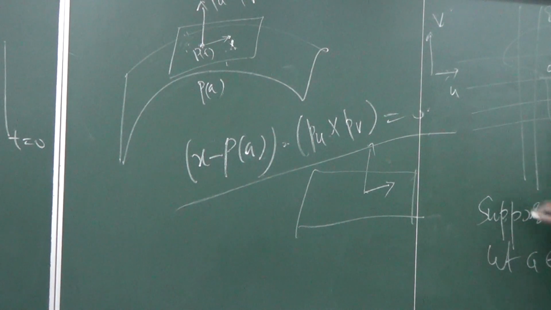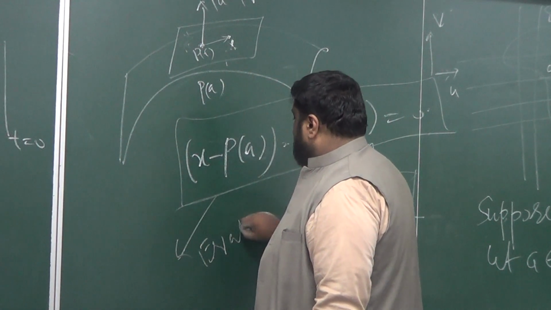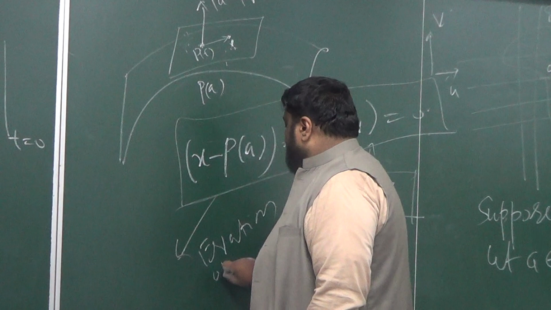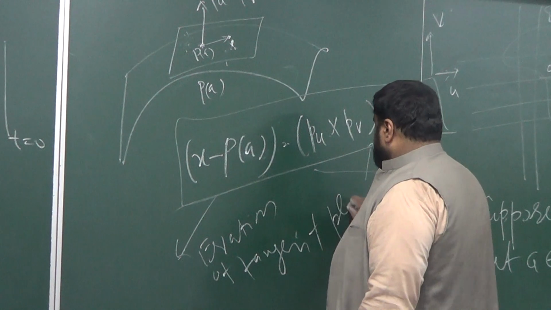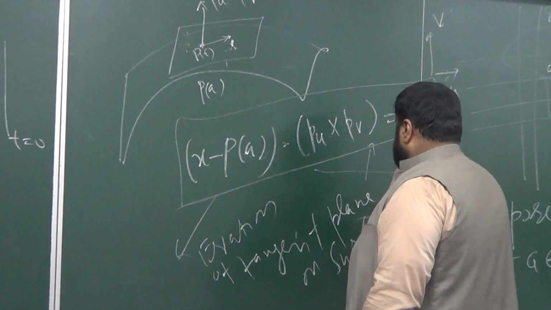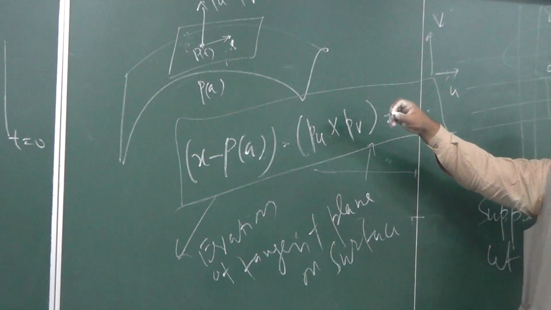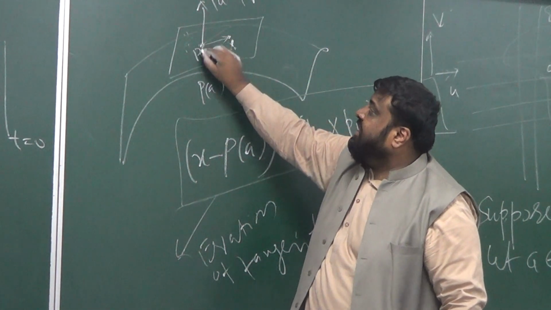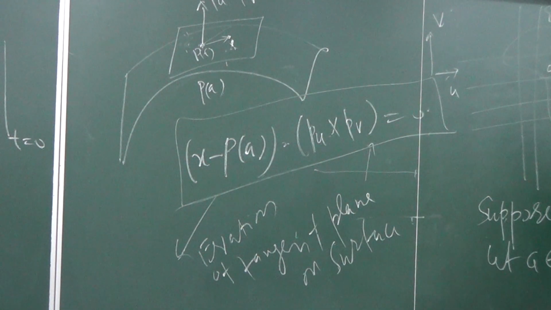So that's the equation of the tangent plane on the surface. You have to keep in view that x is an arbitrary point of the plane. You can take any other point, take the difference, and it should be orthogonal to PU cross PV. So you can find through this formula very easily the equation of the tangent plane.